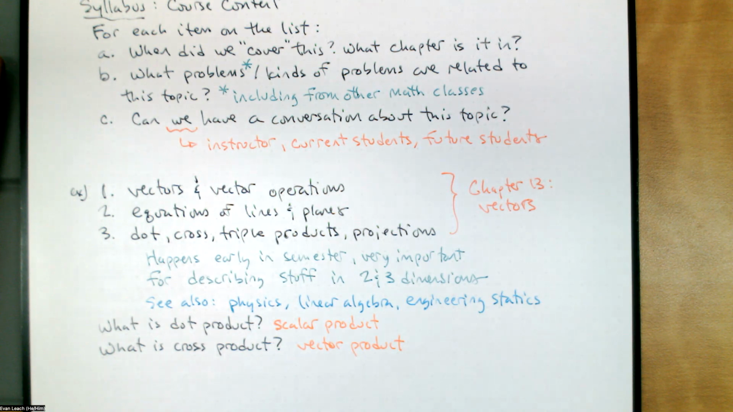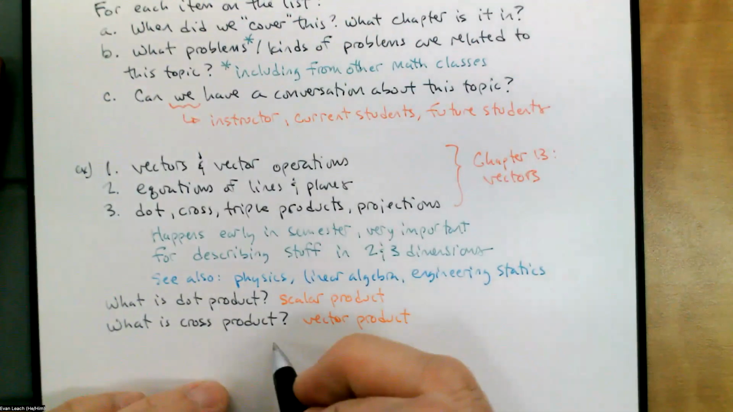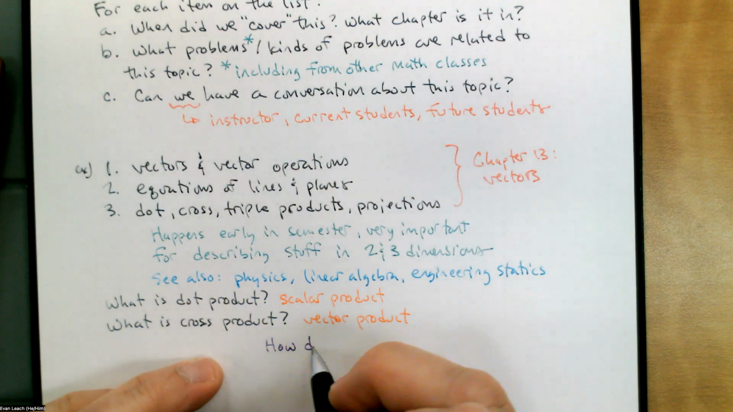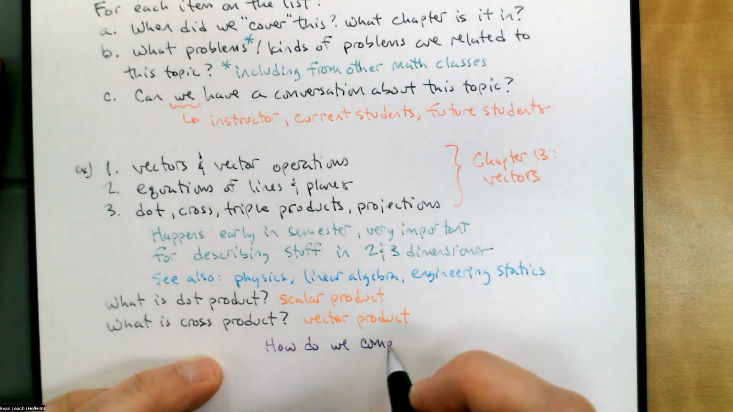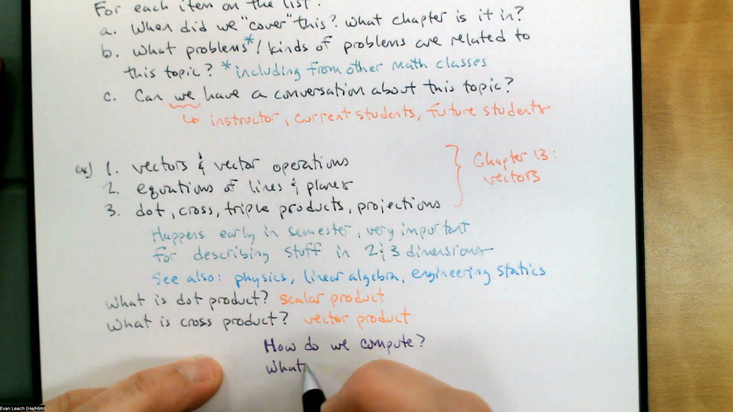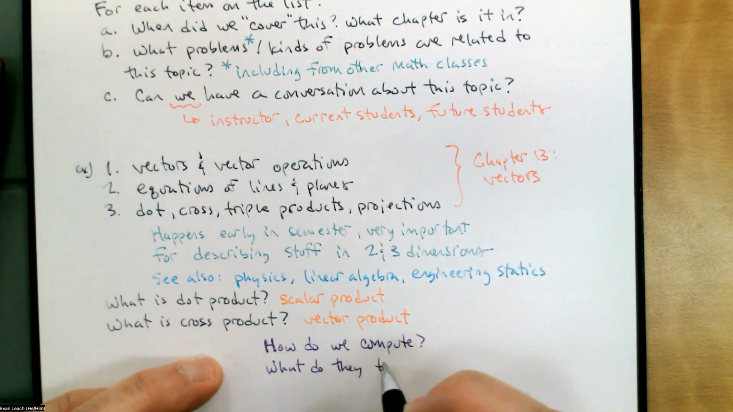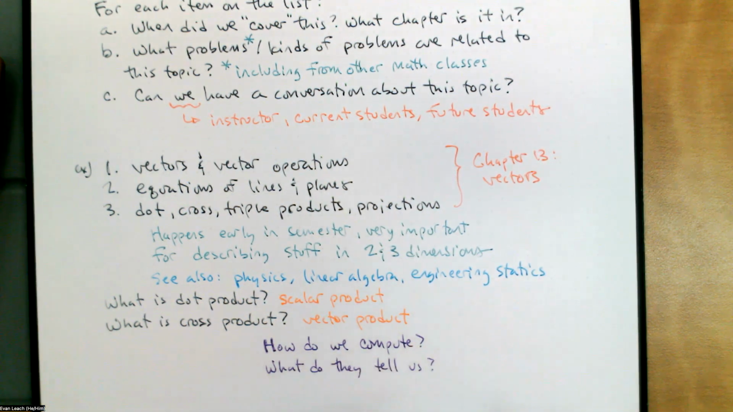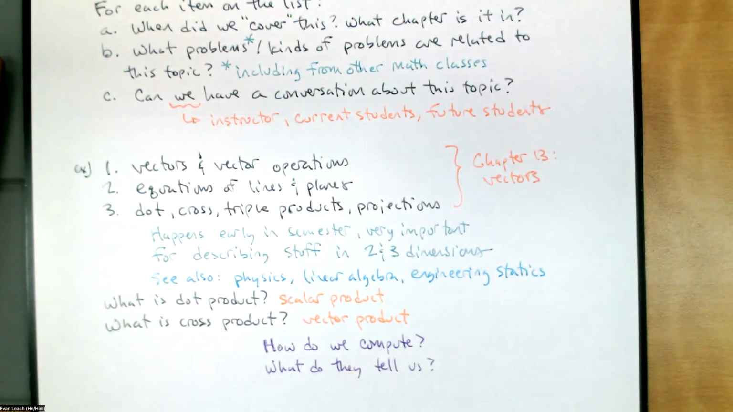So we need to think about how we describe dot product. We think about what the cross product tells you. Think about how we compute these things, and what does that tell us? How do we compute the dot product? What does that computation tell us? How do we compute the cross product? What does that computation give us? What does that tell us?